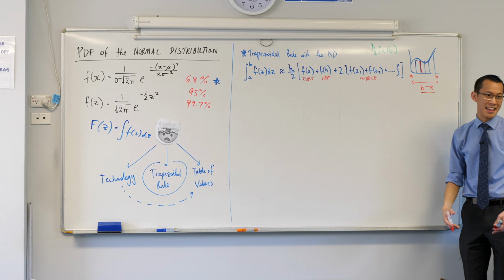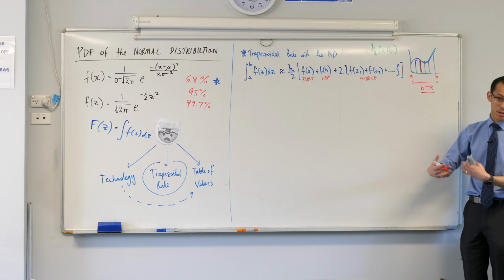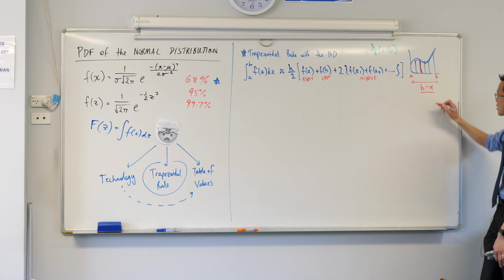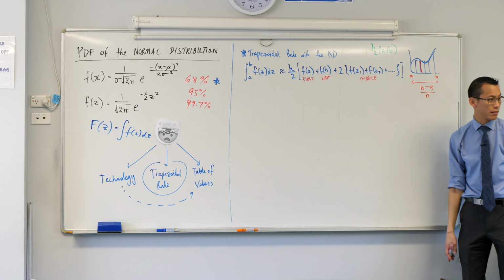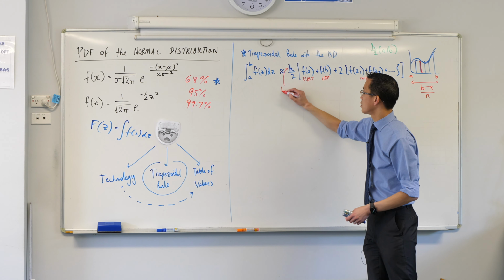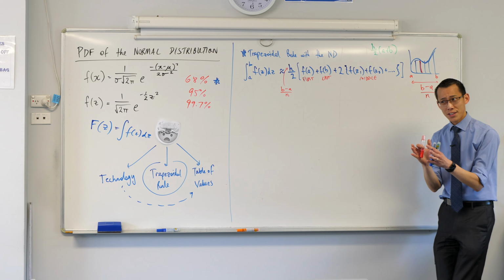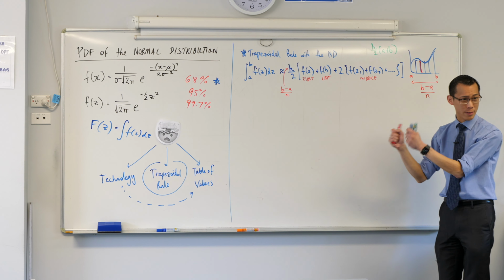If I had 3 trapeziums, I'd divide by 3. If I had a million trapeziums, you get the idea, right? So we generalize this by saying n, where n is the number of trapeziums. So I'm going to write in here, this is B minus A over n. Okay, I hope this is ringing some bells.